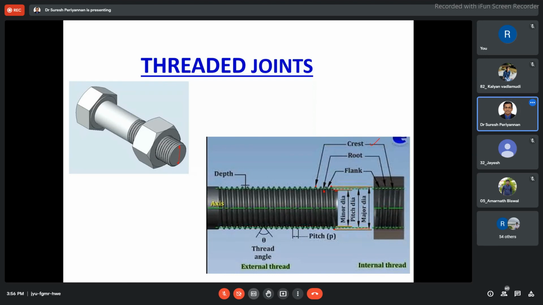Now the nut is encaged inside the bore, inside the internal hole. The internal hole is nothing but a tapped thread, an internal thread. The bolt is inserted inside the internal thread. Hence, this is the internal thread. Sorry, this is the external thread.